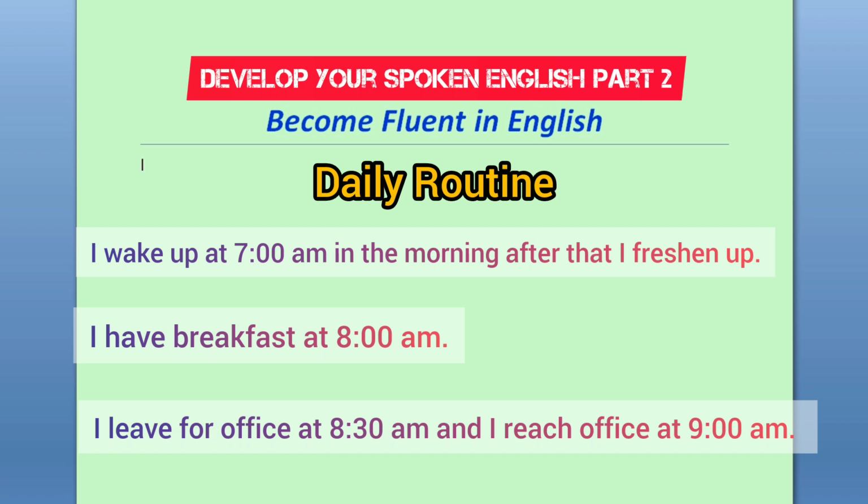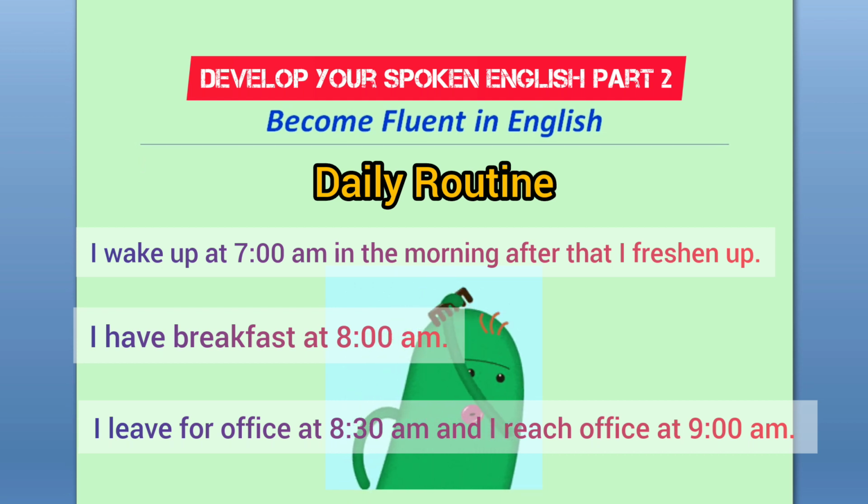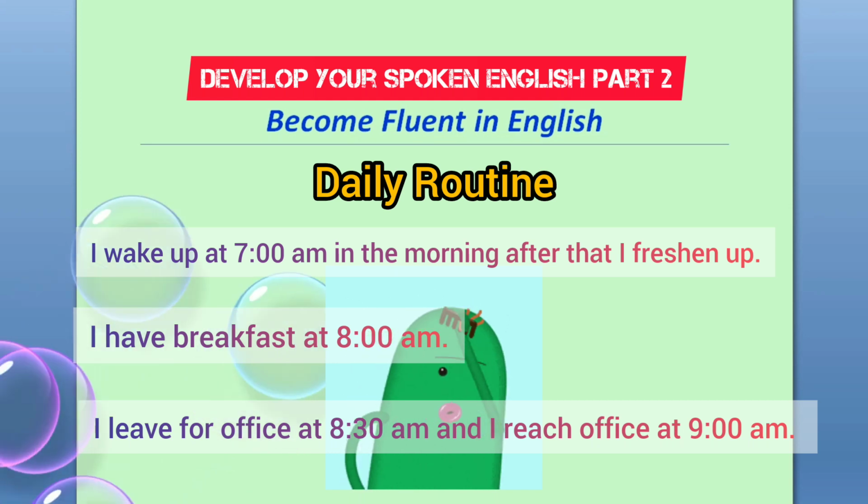So let me again read it out. You start this way. I wake up at 7 a.m. in the morning. After that, I freshen up. Freshen up is a phrasal verb, okay, which is quite useful. So instead of saying I go to wash my face or hands or arrange my hair, you can simply use this phrasal verb freshen up. That conveys that you want to just wash your face and hands. You don't have to unnecessarily complicate the sentence. So I hope you remember freshen up is to become fresh, wash your face, hands, and do your hair, right?